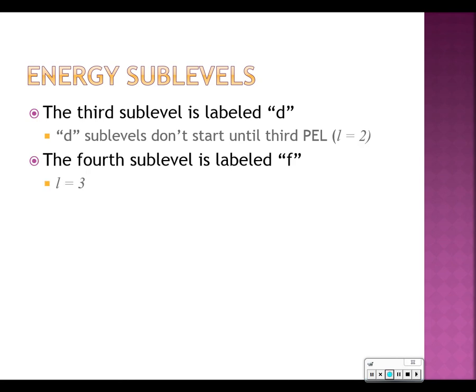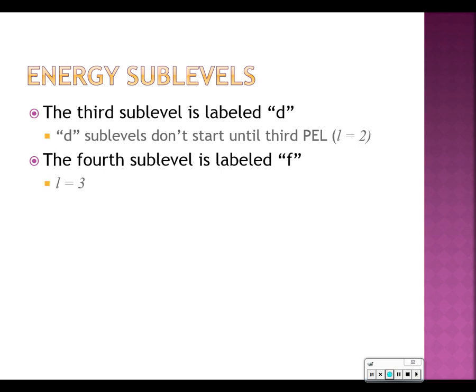There is a fourth sublevel called the F sublevel. I didn't draw that for you because it's pretty complex to draw. But know that there is a fourth sublevel. However, if S, the first sublevel, starts in the first principal energy level, and P, the second sublevel, starts in the second principal energy level, and D, the third sublevel, starts in the third principal energy level, when do you think F's start?